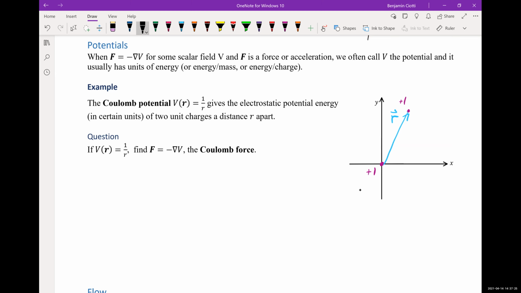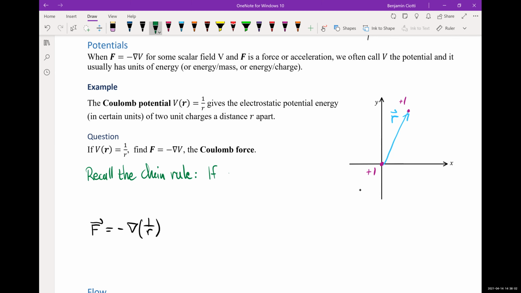You should try this yourself, by the way. I'll do it right here, but you could just as well. It's the negative of the gradient of 1 over r. And before I calculate that, let me give you a little fact about the chain rule, which you may or may not recall.